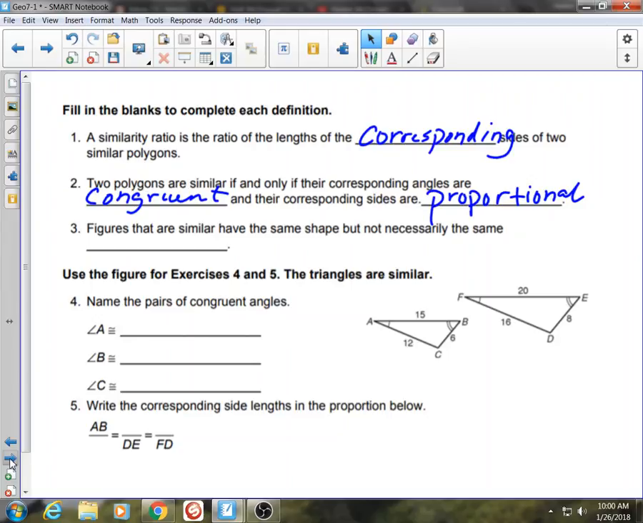Alright, next one. 3. Figures that are similar have the same shape, but not necessarily the same size.